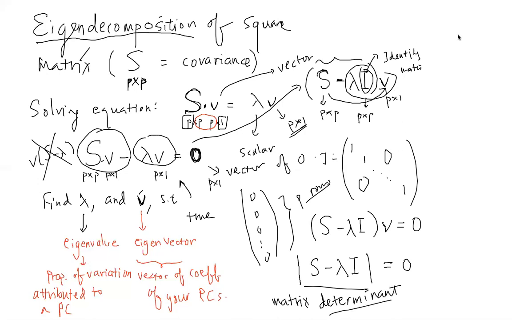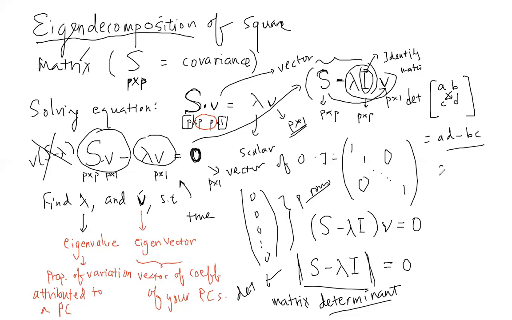What's a determinant? If you have a 2 by 2 matrix, a determinant is an operation like this. If you have a 2 by 2 matrix, A, B, C, D, the determinant of this matrix, these 2 bars here mean determinant, is equal to the difference between the 2 cross products, defined as such.